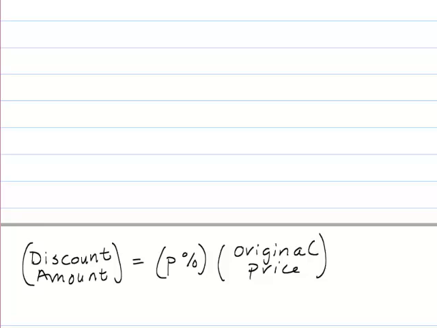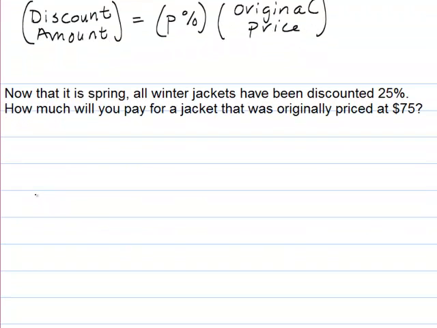All right, let's look at another problem. We can look at a discount amount. Again, a discount amount is set up very similar to our percent equation. The discount amount equals the percent of the discount rate, in this case, multiplied by the original price. So now that it's spring, all winter jackets have been discounted 25%. How much will you pay for a jacket that was originally priced at $75? Well, we'll find the discount amount to start. So we have discount would equal the discount rate, 25%, multiplied by the original price, which is $75.